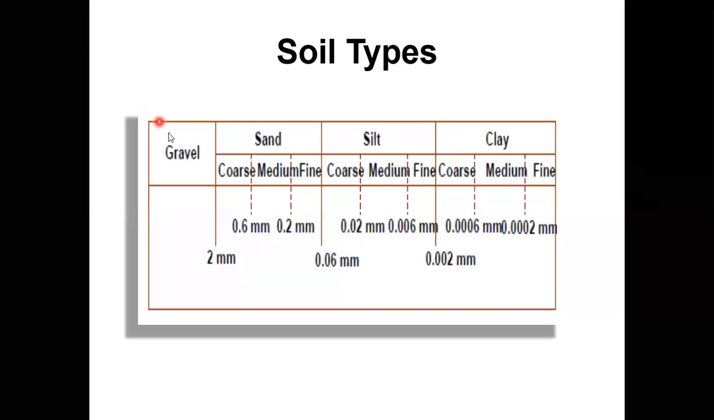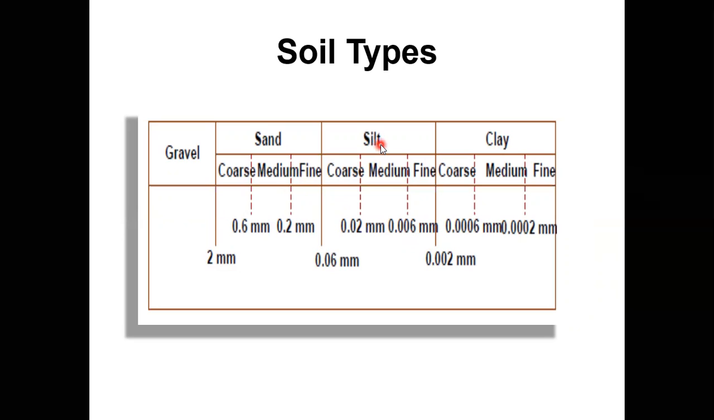Basically, when you see the gravel, there is sand, silt, and clay. Anything above 2 mm is called gravel. Anything between 2 mm and 0.06 mm we can call sand. Within sand, there is coarse sand, medium sand, and fine sand, for which dimensions are also given: from 2 mm to 0.6 mm is coarse sand, from 0.6 mm to 0.2 mm is medium sand, and from 0.2 to 0.06 mm is fine sand.